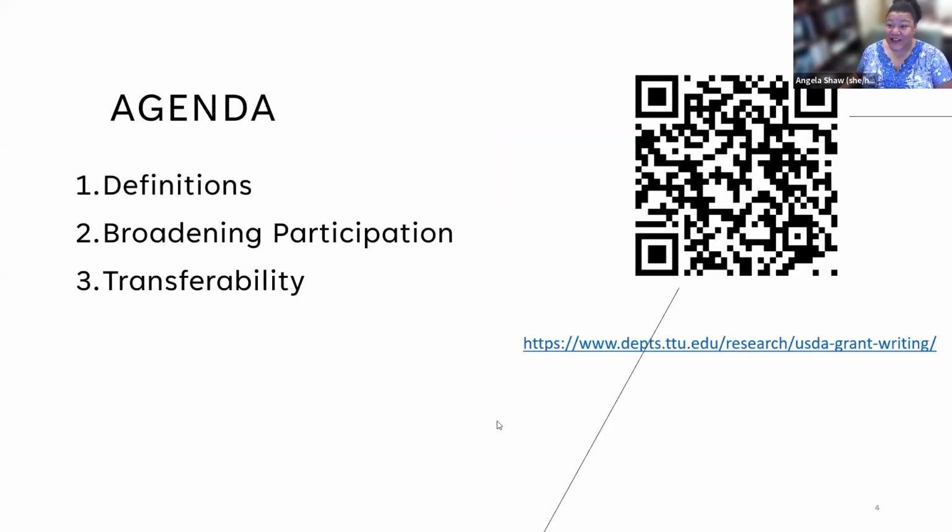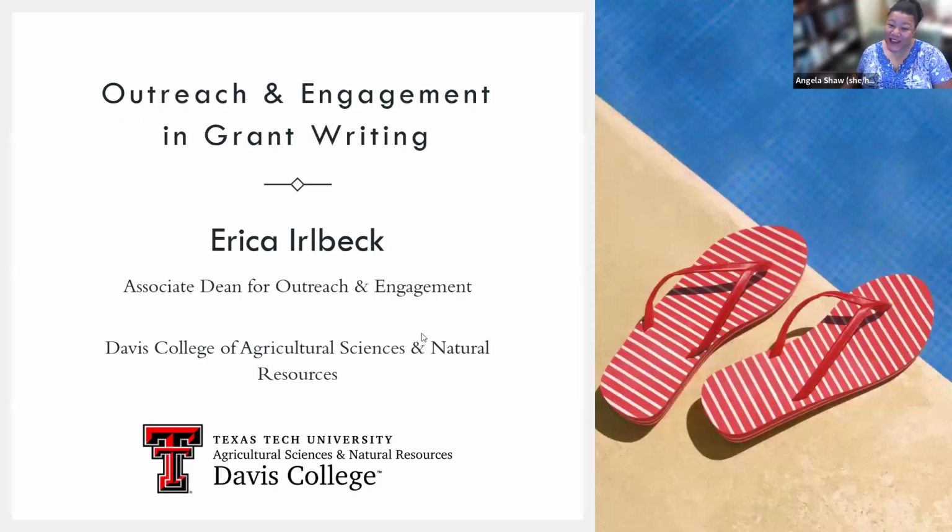So she is going to start us off today when we talk about the definitions and making sure we have some clarity. When you're writing a grant, you need to make sure that your activities are actually placed where they're supposed to be. Then we're going to talk about broadening participation and transferability. So with that, I'm going to turn it over to Dr. Irlbeck to get us started.